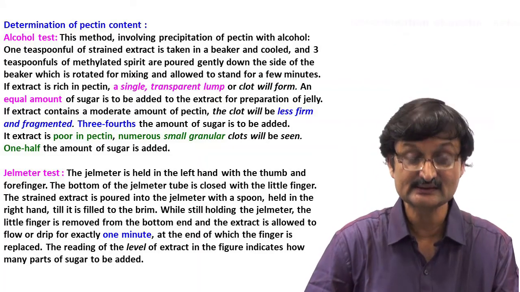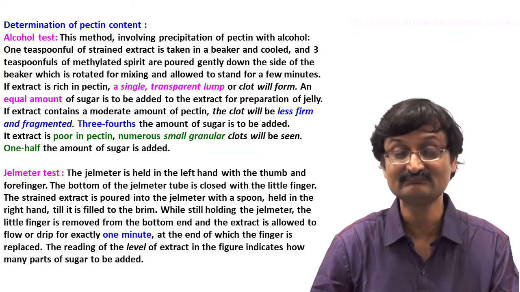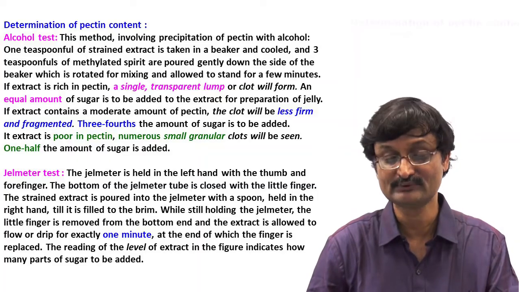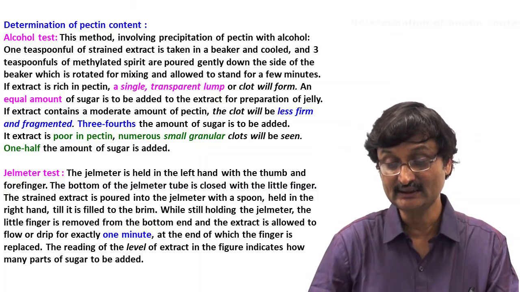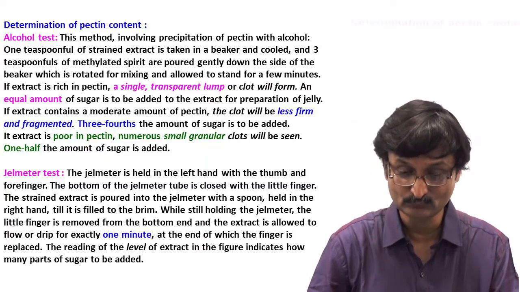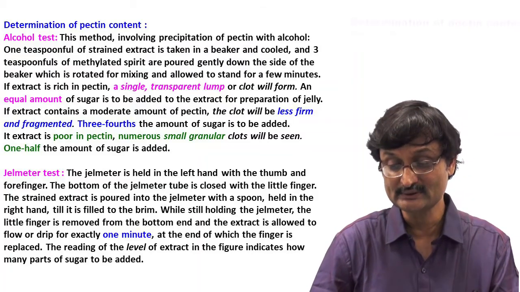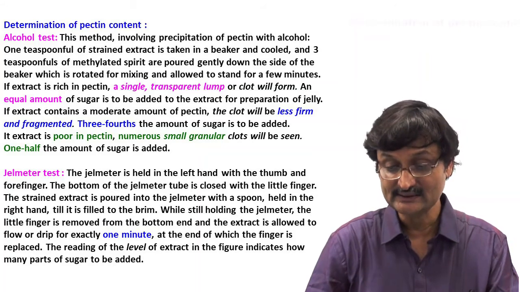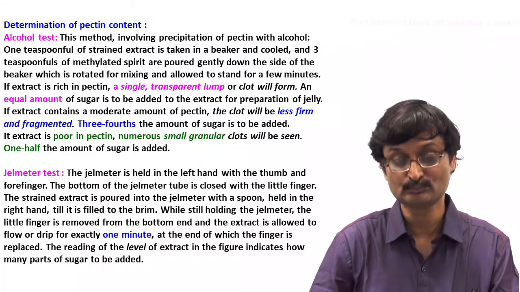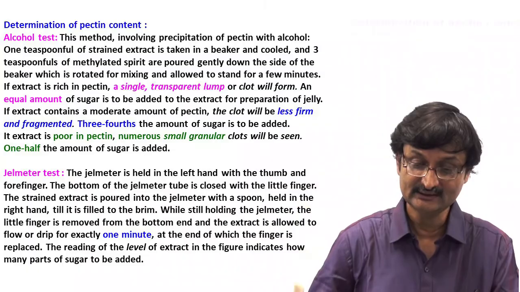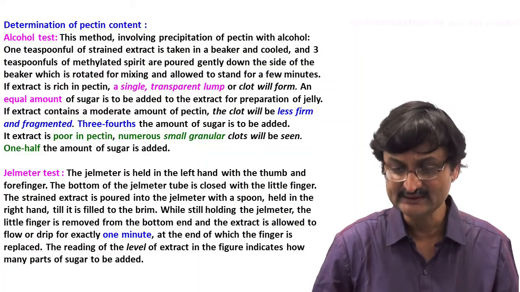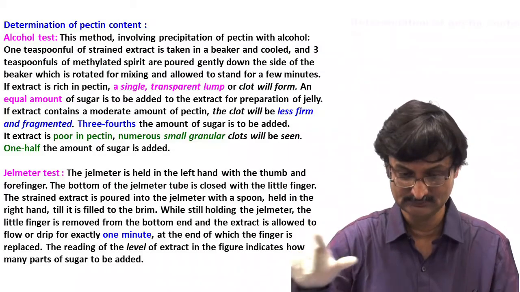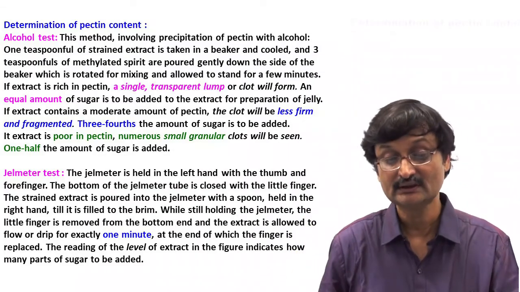Another test is the gel meter test. The gel meter is a simple instrument based on the principle of viscosity. The gel meter is held in the left hand with the thumb and forefinger. The bottom of the gel meter tube is closed with the little finger. The strained extract is poured into the gel meter with a spoon and held in the right hand till it is filled up to the brim, up to the mouth.